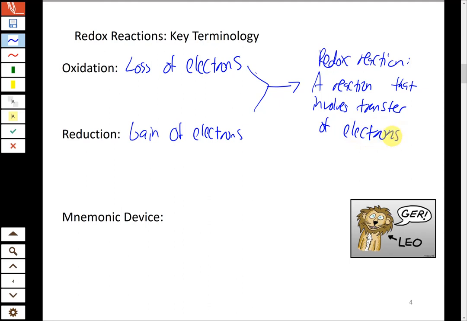All right. So the 2 previous reaction categories we talked about, acid base and precipitation, are not redox reactions. This one is distinct from those 2. This is the only type that involves a transfer of electrons.